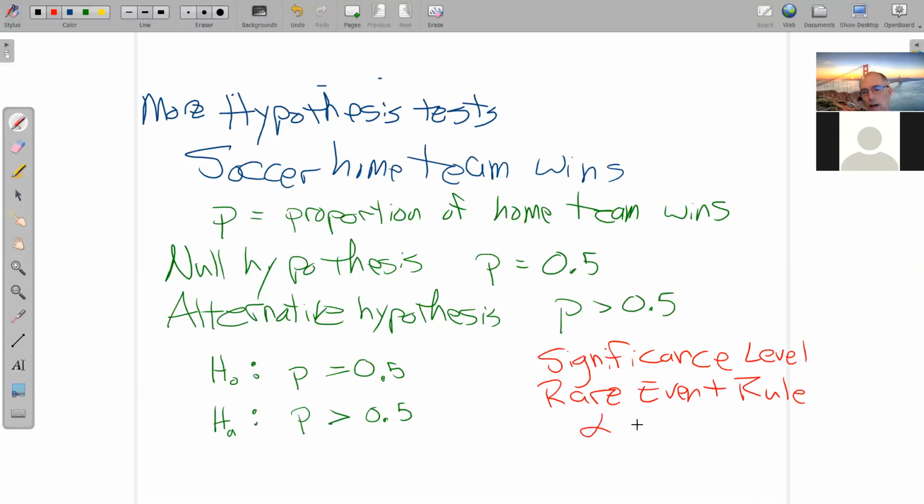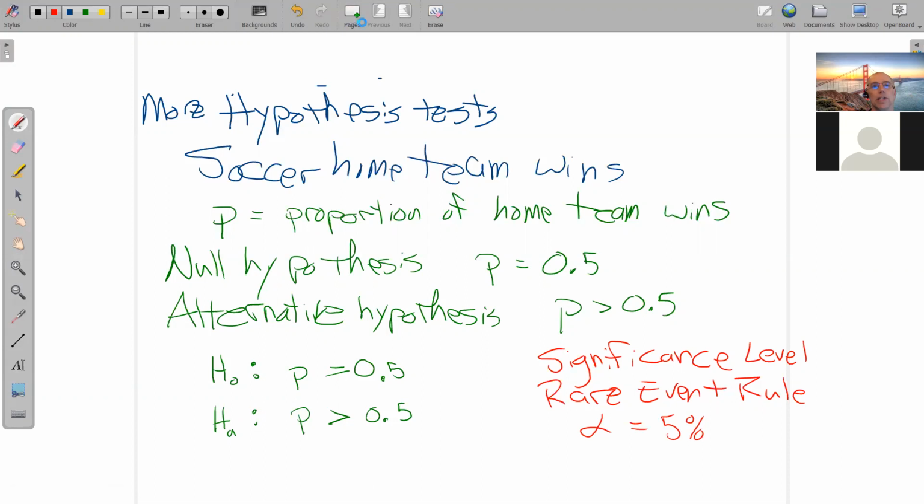And that's the letter alpha. Typically we set that to be 5%, which is the typical rare event rule. If it's more life-threatening, then we might set it down to 1% or 0.5%. But 5% is kind of the default if it's just some issue we're looking at. So that's what I have there.